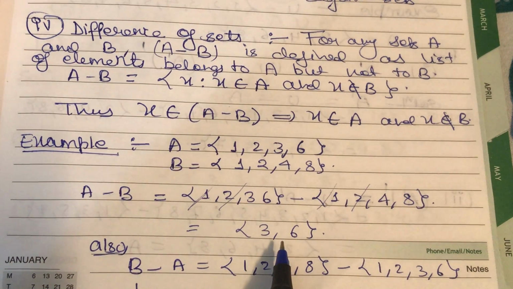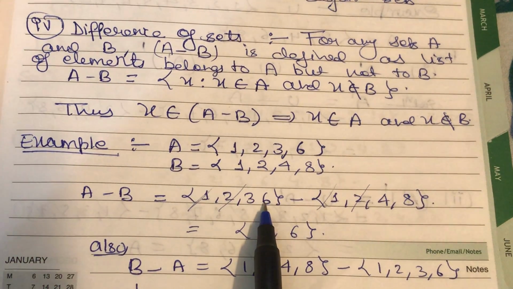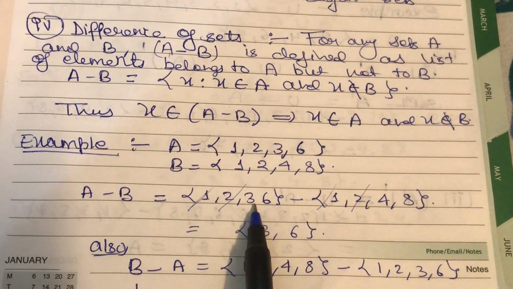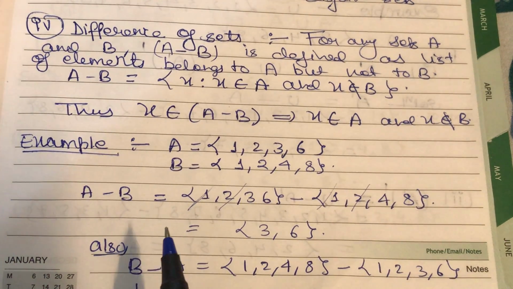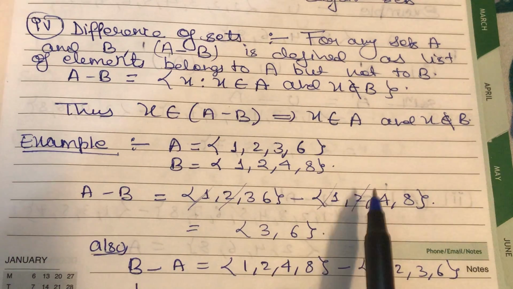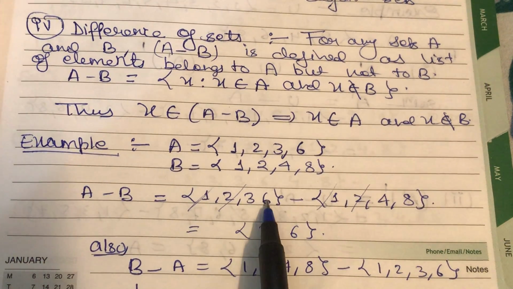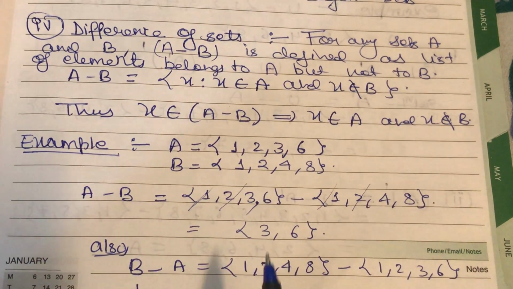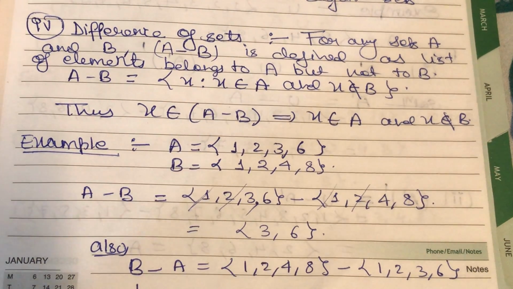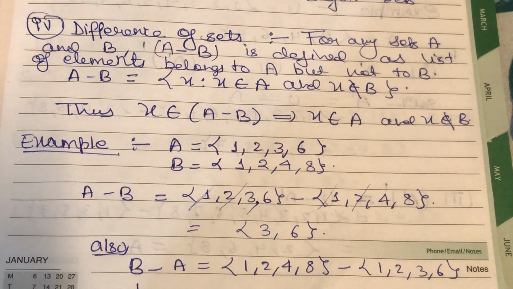So from the definition you can see that 3 and 6 are the elements which are not present in B but are present in A. So simply what you have to do is cancel the common terms, and whatever left out elements are present in the first set, write those elements. That will be the value.